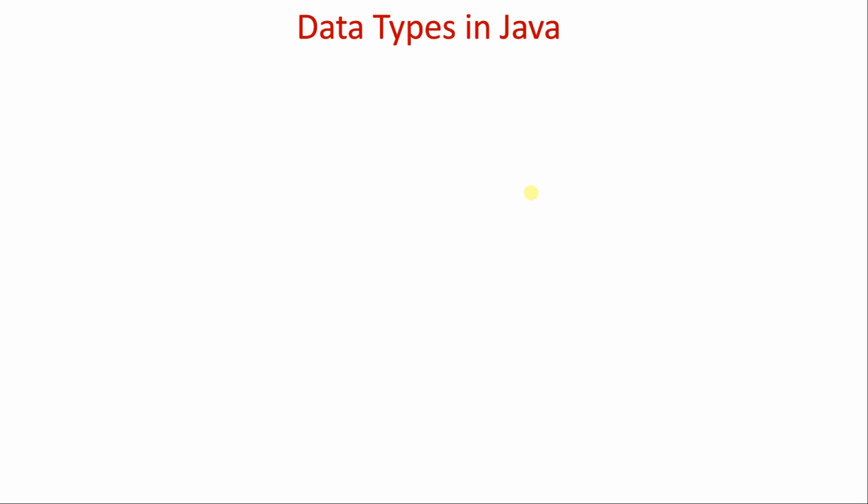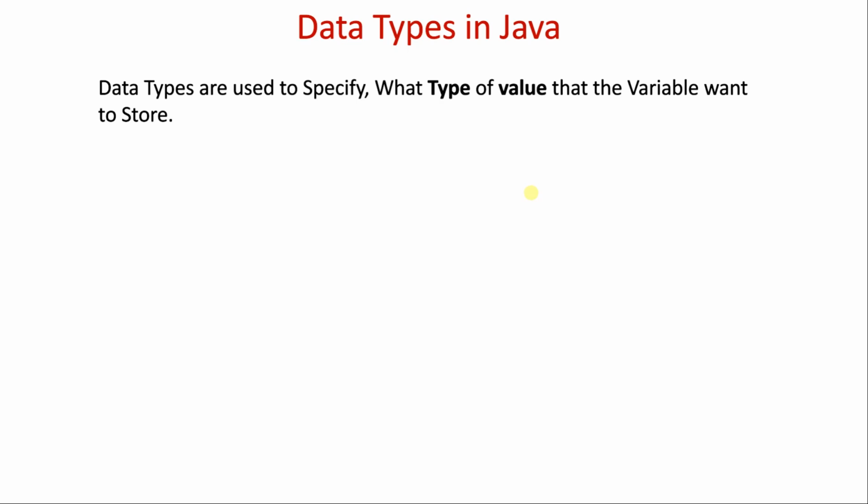In this video we are going to learn what are data types in Java. Okay, first of all let's see the definition of data types. Data types are used to specify what type of value that the variable wants to store.